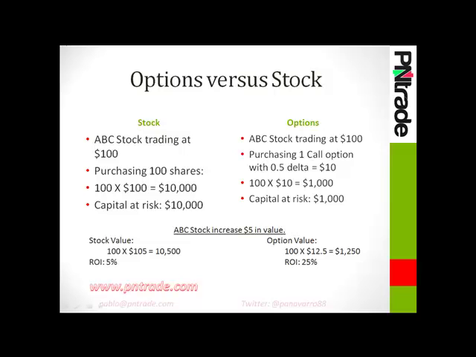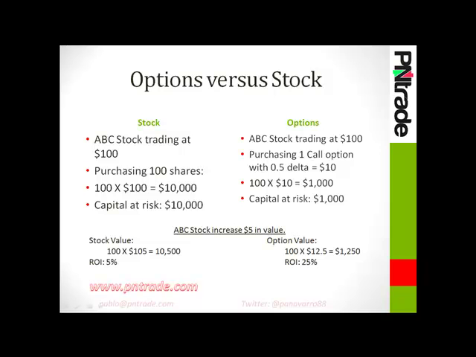Here we have an example of stock versus option and how leverage affects your return on investments and how to use options to manage your amount of capital used. For example, if ABC stock is trading at $100 and we want to purchase 100 shares, that would cost us $10,000 and that would be the risk that we would have on the market. In options, if ABC stock is trading at $100 and we decided to purchase a call option with a 0.5 delta, that would cost us $10.